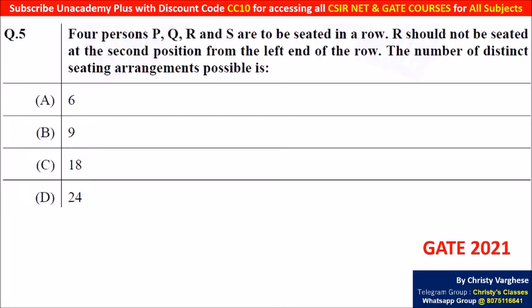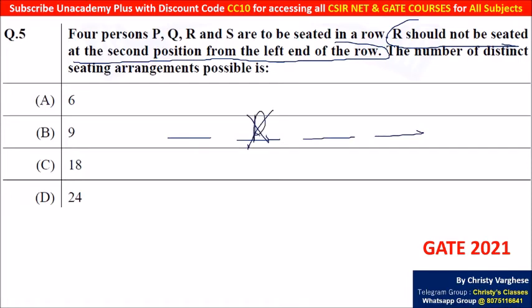The question reads like this: 4 persons P, Q, R and S are to be seated in a row. R should not be seated at the second position from the left end of the row. That means if there are 4 spots, R should not be here. R cannot sit here. R can sit in any of the other 3 places. The number of distinct seating arrangements possible is, that is the question.